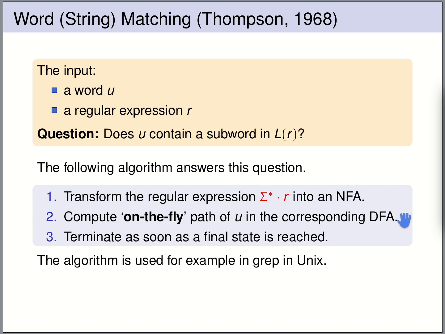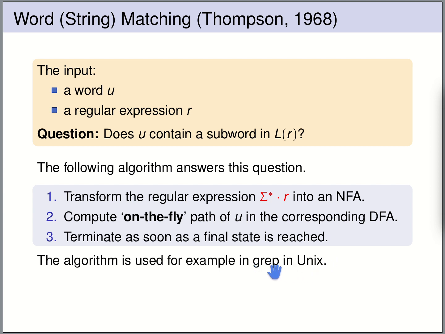And now we do this on-the-fly construction, and we stop as soon as we have reached a final state. So as soon as we've reached an accepting state, so we found a pattern that is in the language of R, then we stop the algorithm and we say that we have found the pattern at this and this position. So this algorithm is very efficient, and it is, for instance, used in the Unix tool grep.